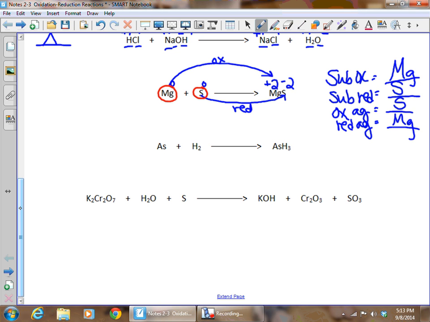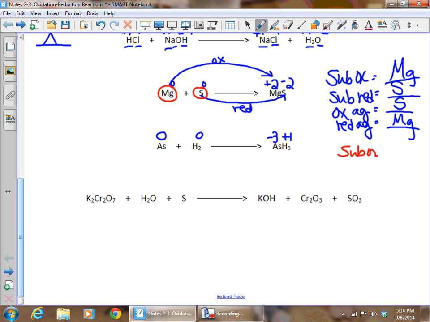On the next one, arsenic is 0, hydrogen is 0. Over on this side, hydrogen, this is not a hydride because arsenic's not a metal. Hydrogen's still a +1 even though it's at the end. That gives a total charge, remember, of hydrogen of a +3, which means that arsenic is a -3 in order to get that to equal 0. So see if you can draw your oxidizing and reduction lines real quick on this. Pause it and see what you come up with.